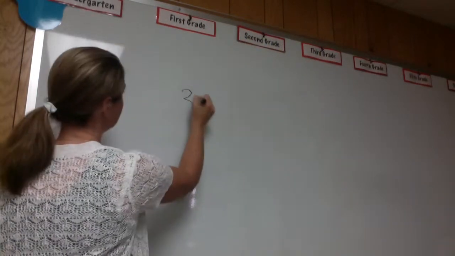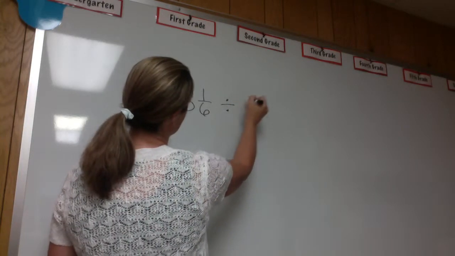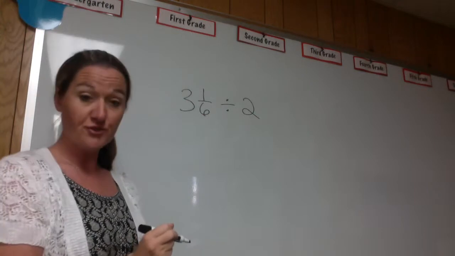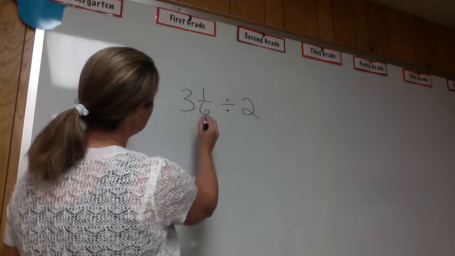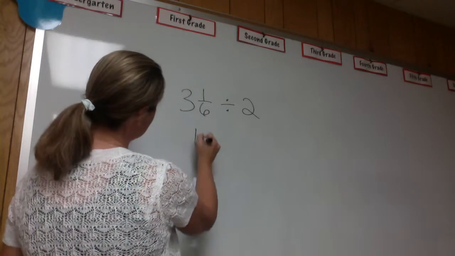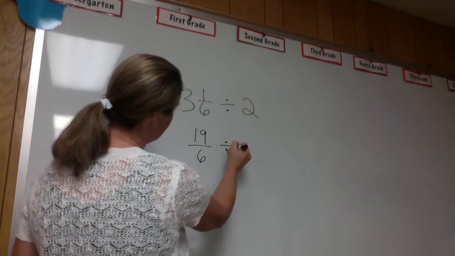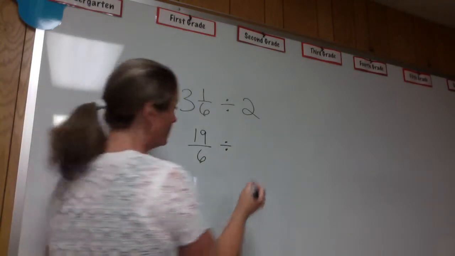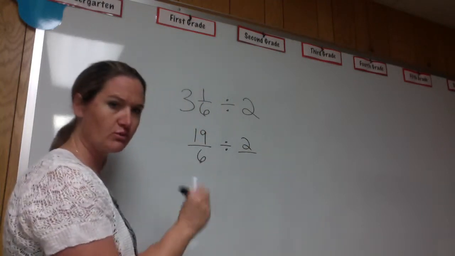3 and 1/6 divided by 2. First step, turn them into improper fractions. 3 times 6 is 18, plus 1 is 19/6, divided by 2. Remember, we need to turn that into a fraction. That's 2/1. Anytime you need to turn a whole number into a fraction, just put it over 1.